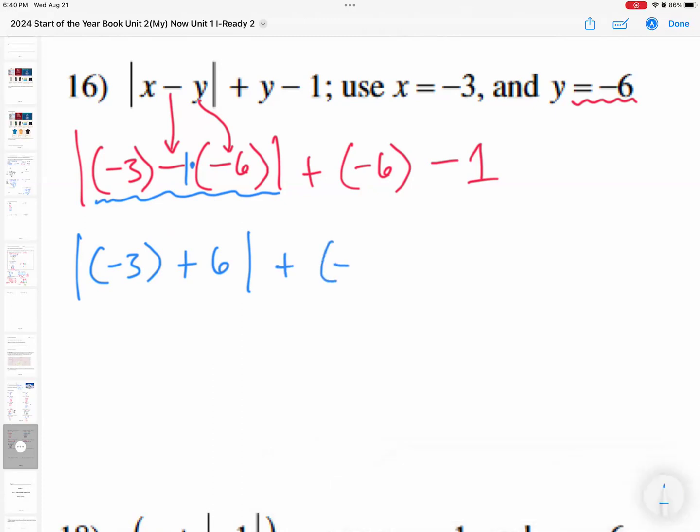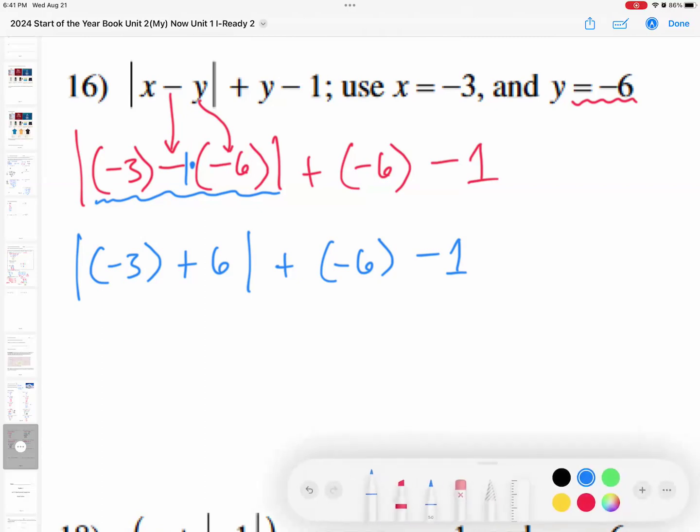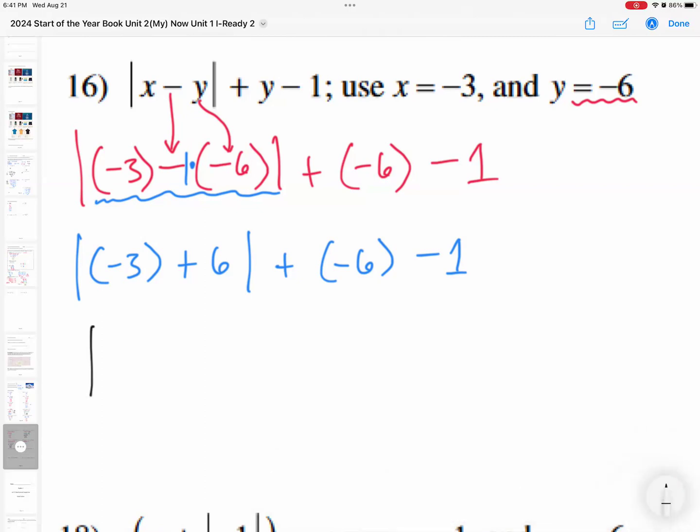So plus -6 minus 1. I like to give students several options as to what pathway they're thinking makes the most sense for them, as long as it's still correct, though. Absolute value of -3 plus 6. Again, that's still a grouping that you're doing. So then that becomes absolute value of 3 plus -6 minus 1.